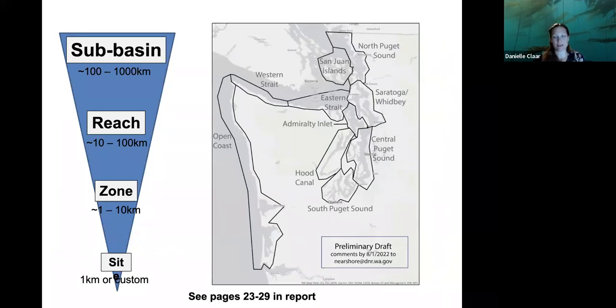So we developed a hierarchical view of space for this geographic approach. We start with the subbasin, which is on the scale of 100 to 1,000 kilometers. Then we go down to the reach, which is 10 to 100 kilometers, followed by zone at 1 to 10 kilometers, and finally site, which can be 1 kilometer or a custom small area that's being studied. And we think that this is important because there's a lot of variability in kelp dynamics and stressors and other things within the environment at these different scales that can drive kelp abundance and health over time. So if you can go to the next slide, please.